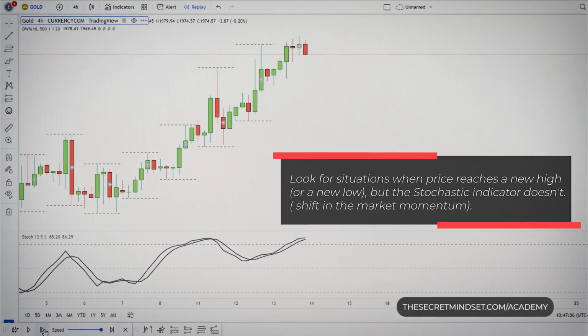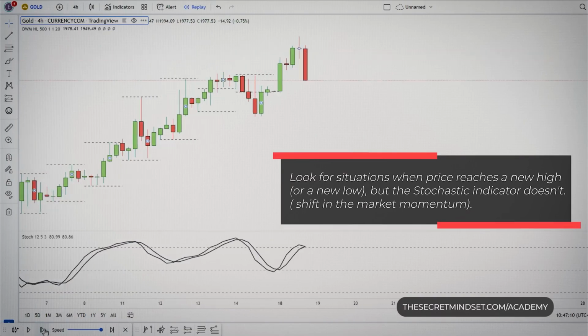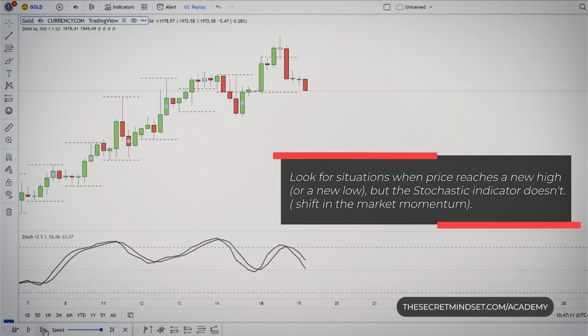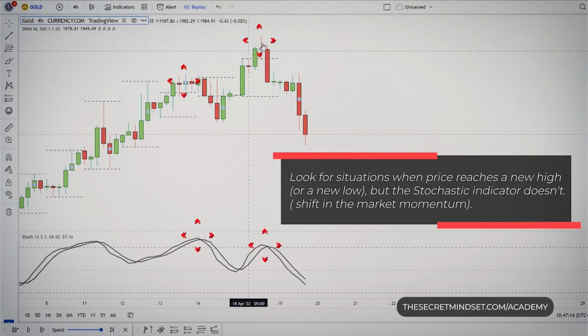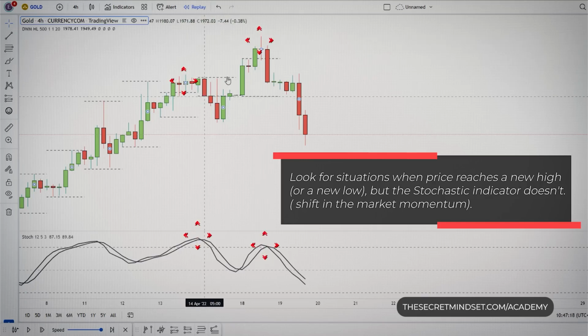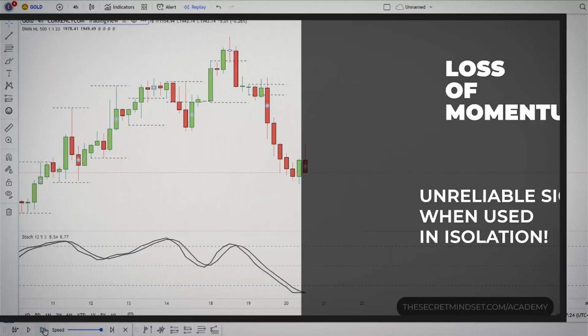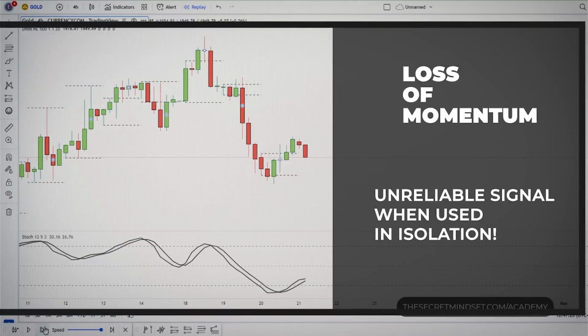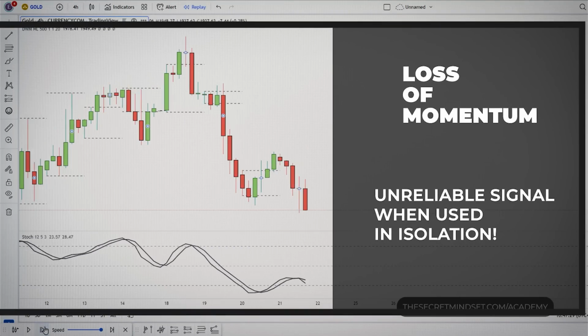So this is the first step. You look for situations when price reaches a new high or a new low, but the stochastic indicator doesn't. Essentially, it reveals a shift in the market momentum. Markets are driven by momentum, and the momentum is the force that oscillates between highs and lows, thereby bringing the changes in the price action. Traditionally, this would indicate that the price direction is losing momentum and is priming for a reversal.